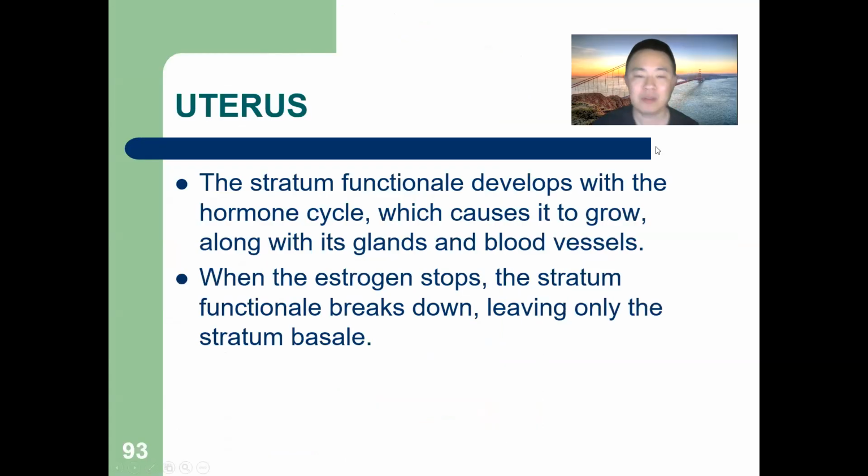All right. Now, the stratum functionalis develops with the hormonal cycle, which causes it to grow along with its glands and blood vessels. And when the estrogen stops, the stratum functionalis begins to break down and it sloughs off, leaving behind the stratum basalis.